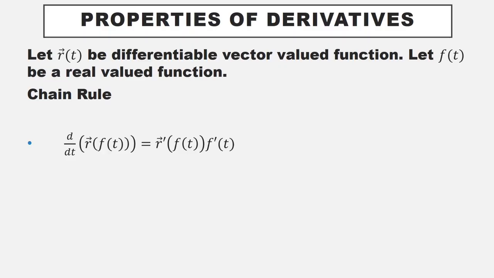If I take the derivative of r of f of t, I'm going to take the derivative of r, plug in f of t, and then I have to multiply times the derivative of the inside function. So I have to multiply by f prime of t. Notice this is going to be a vector, and then I'm going to be multiplying by f prime of t, which is going to be a real number valued function.